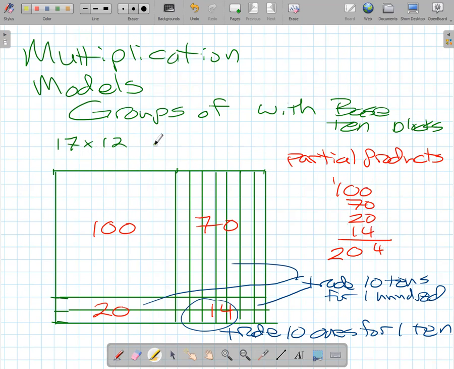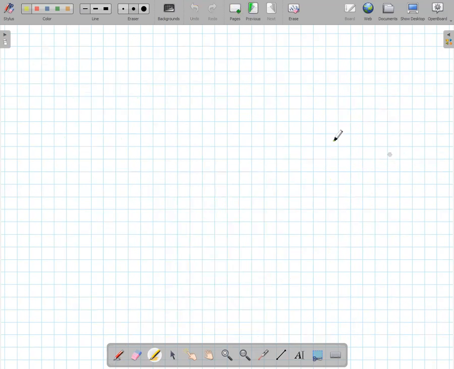So for example, 7 times 2 is 14. That's not a single digit number. So that 1 right here is essentially a carry. And then we had 10 10s, and that's a carry over here too. Comparing that to our standard algorithm. So partial products is an algorithm for multiplication. We can do it without the pictures in a couple of different ways.